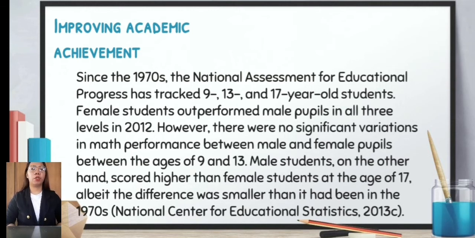Improving academic achievement. Achievement test results for 9 and 13-year-olds have improved since the National Assessment of Educational Progress began testing in 1970, but not for 17-year-olds. The issue is that the vast majority of these kids, both male and female, are falling short of their potential on international tests. Students from the United States perform in the middle of the pack or worse. In reality, pupils in most developed nations do better than those in the United States.